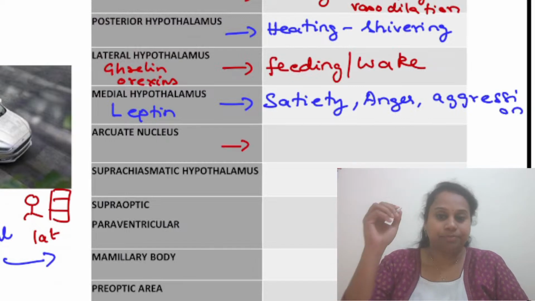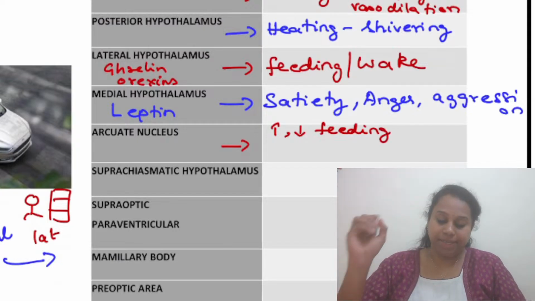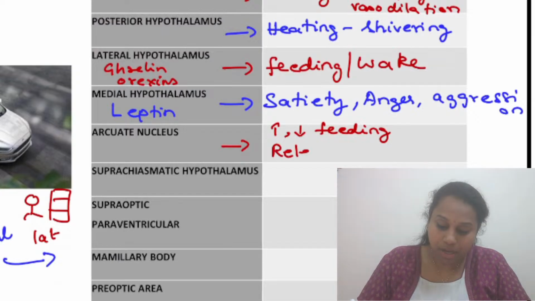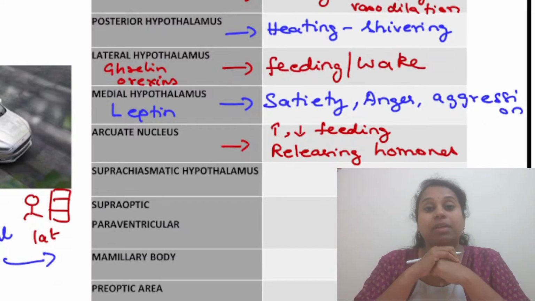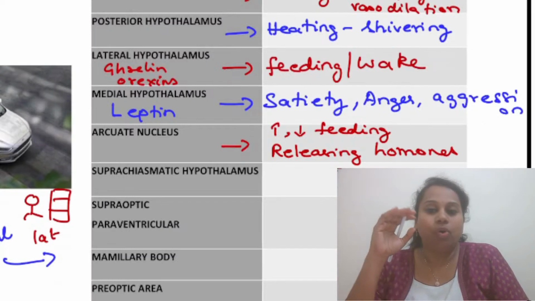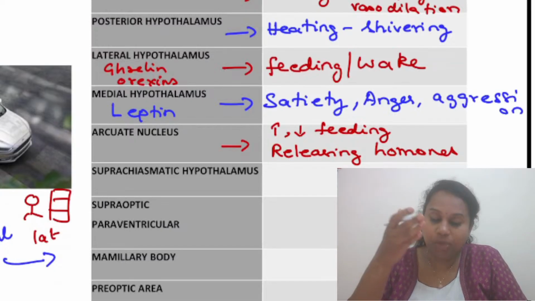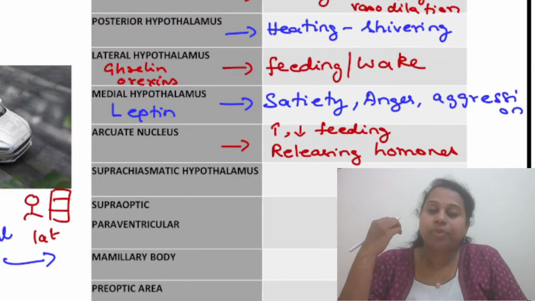Arcuate nucleus. Arcuate nucleus can do both. It can increase and also it can decrease feeding. All releasing hormones are produced by arcuate nucleus. What are the releasing hormones? They are produced by the hypothalamus. Which part of hypothalamus? Arcuate nucleus only produces the releasing hormones. What are the releasing hormones?